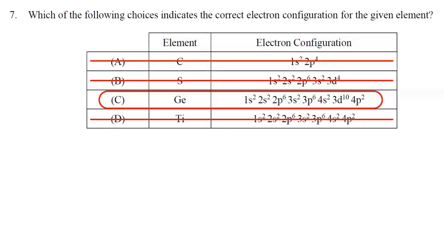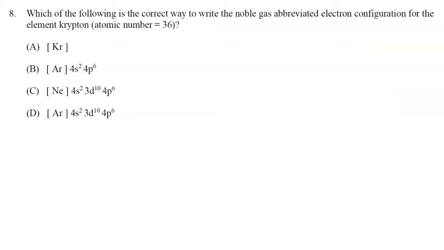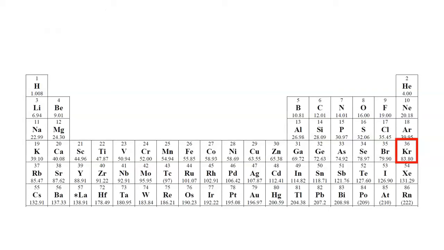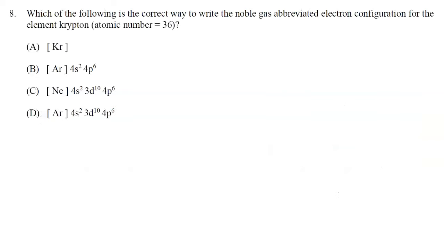Now let's take a look at question 8. Question 8 says, which of the following is the correct way to write the noble gas abbreviated electron configuration for the element krypton, which is atomic number 36? So we can see where krypton is located on the periodic table, but remember that the noble gas abbreviated electron configuration has to give you additional information about where the electrons are located. You cannot simply write the symbol of the noble gas in brackets and nothing else. So we can eliminate choice A.